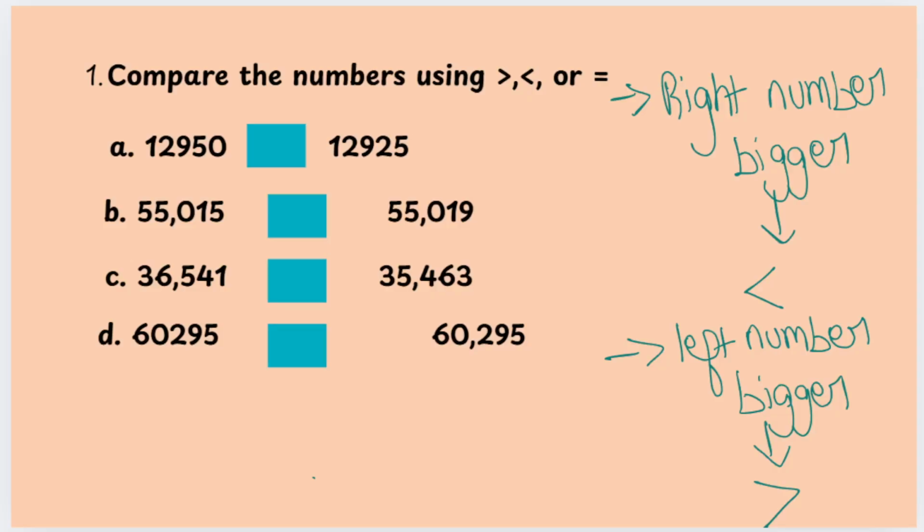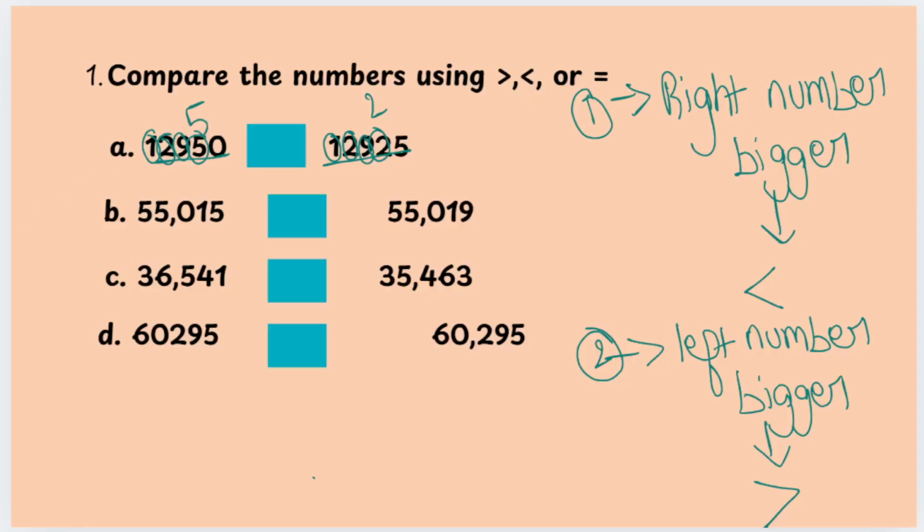So with these two tricks, let's find out which is greater, which is smaller, and which is equal. First of all, find out 12950, 12925. Which is the greatest number? See the first digit, 1. Here also 1. So move on to the second digit. Here 2, here also 2. Third digit is also 9. Then what about the fourth digit? Here we have 5, here we have 2. So which is the greatest number, 5 or 2? 5 is the biggest.